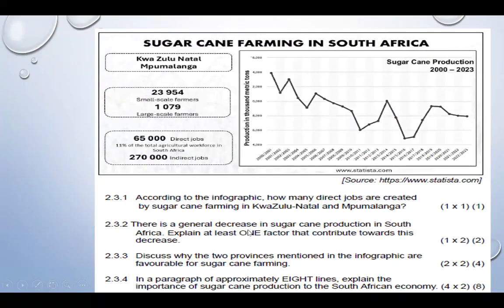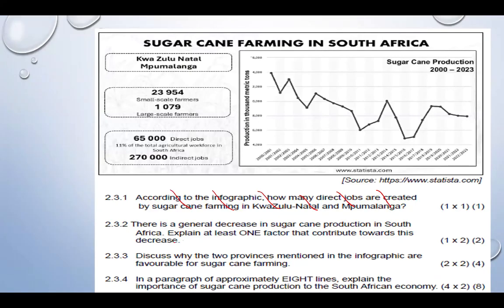Now, let's look at our question on sugarcane. According to the infographic, how many direct jobs are created? We are not going to answer that question because it is not a concept. It's a question that's going to change from one source to another. There is a general decrease in sugarcane production in South Africa. Explain at least one factor that contributes towards this decrease. So this one is a concept.